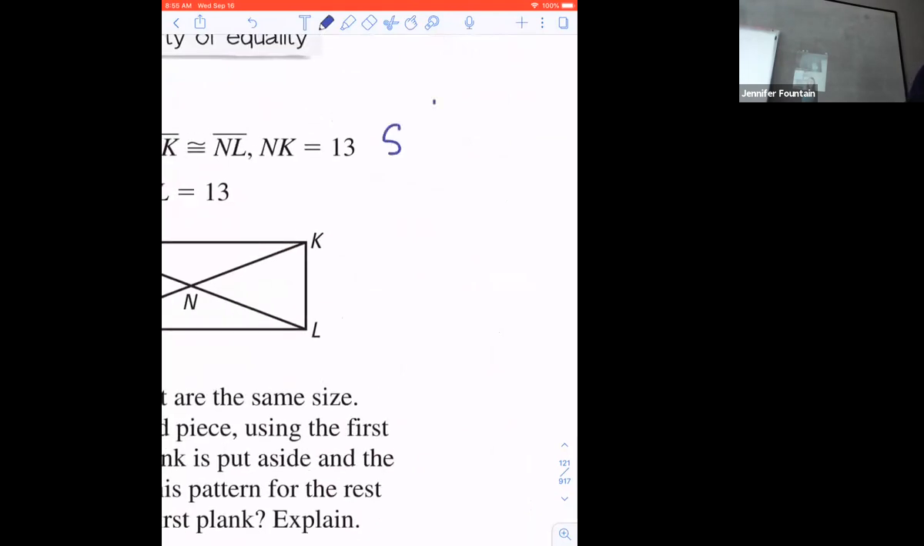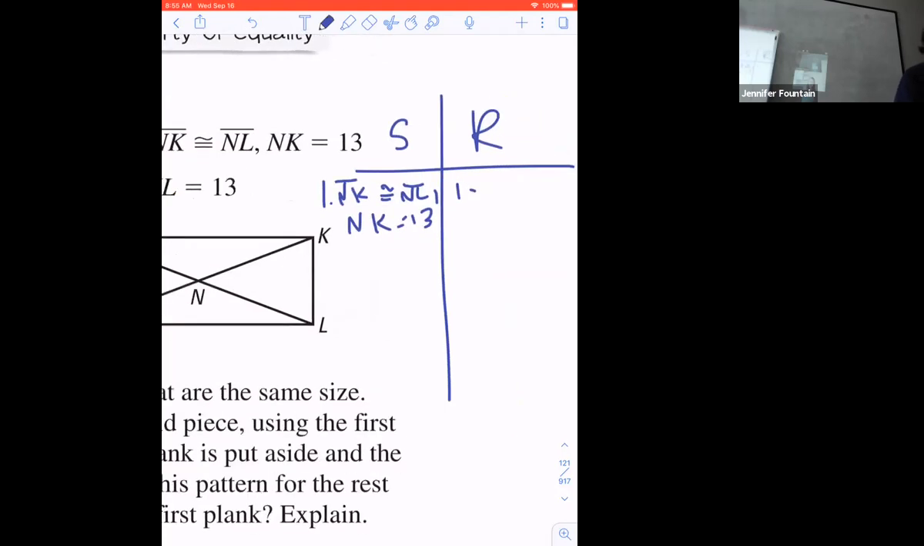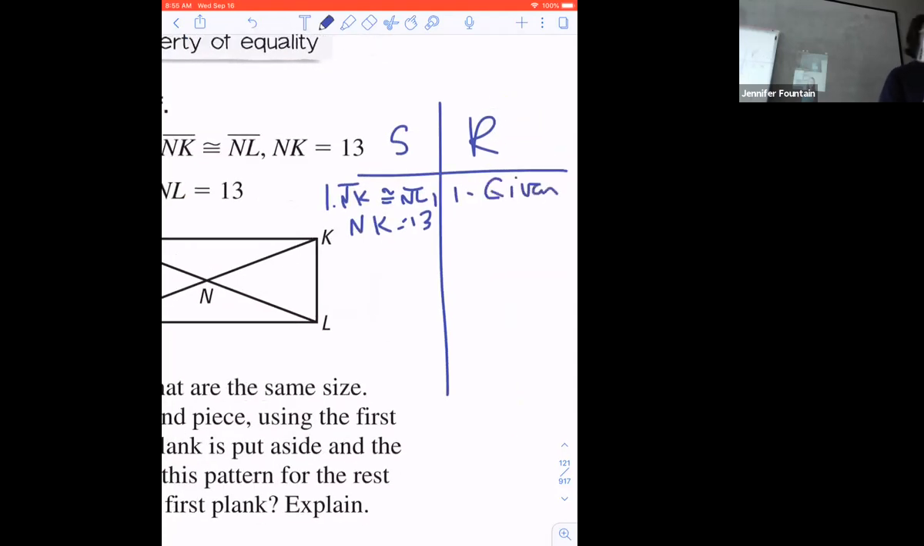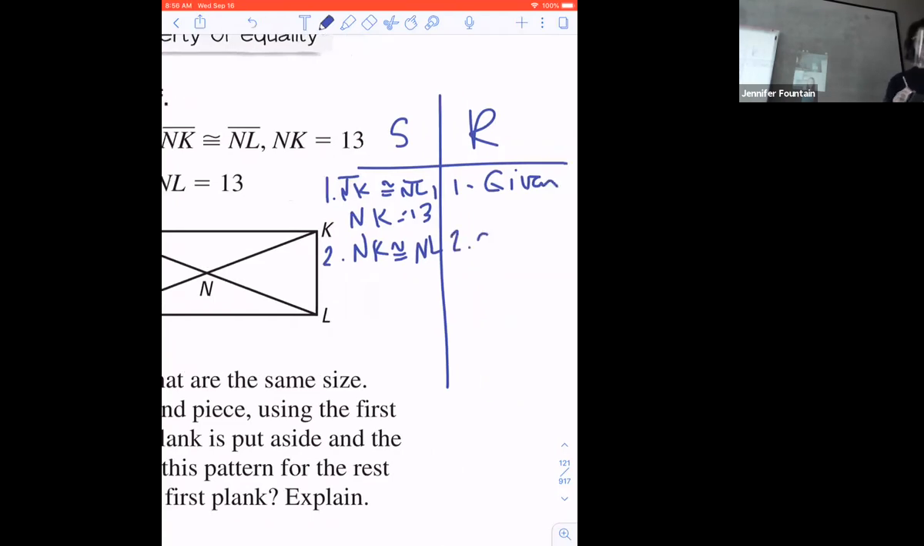okay, so I'm going to put an S over here and R for my reason. Okay, so 1, we have NK congruent to NL, NK equals 13, and 1 over here was the given. So step 2, I need to show that NK is congruent to NL, by using the definition of congruent segments.